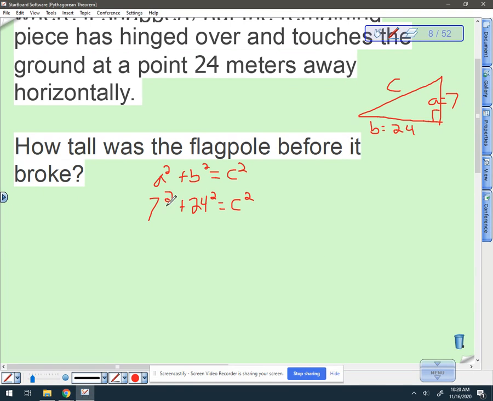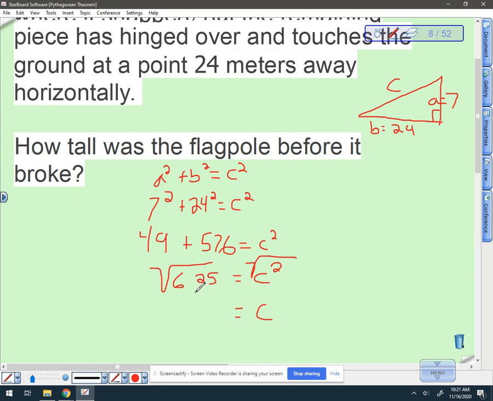So if we look, 7 times 7 is 49. So far I've been able to do all in my head, but I don't know what 24 squared is just off the top of my head. So 24 squared is 576 equals C squared. So then 576 plus 49 gives us 625 equals C squared. So then we need to do the square root of both sides. So C is equal to, and then in your calculator, the square root of 625.